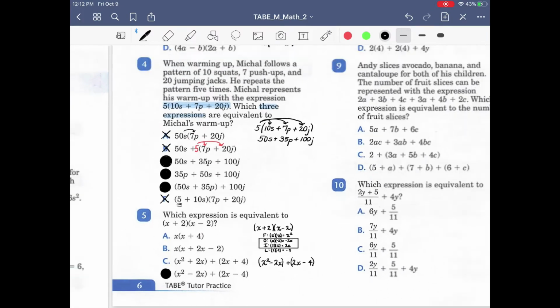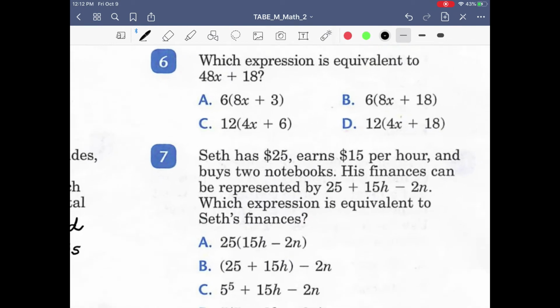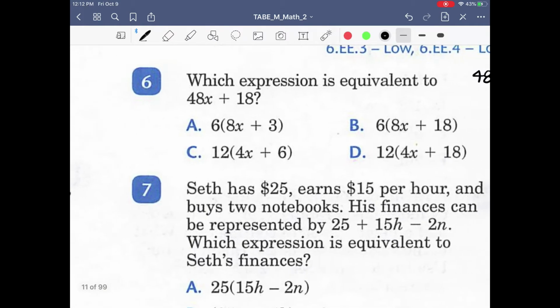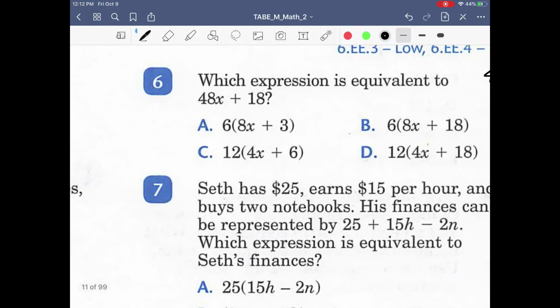Okay, number 6. Which expression is equivalent to 48x plus 18? So this one has to be factored. Instead of distributing a term, there are no parentheses, we're going to divide out a term. So I want to know what the 48 and the 18 have in common.